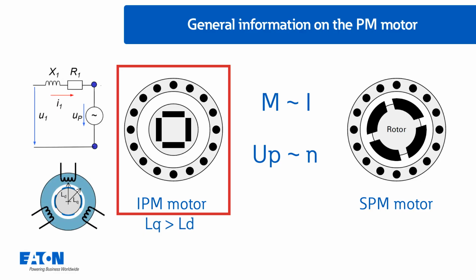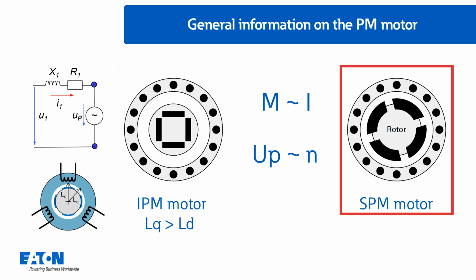In the motor model, the Q-axis inductance, LQ, has a significantly higher value than the D-axis inductance, LD. In the SPM motor, the magnets are attached to the rotor. It is not suitable for high-speed requirements. In the motor model, the Q-axis inductance, LQ, has approximately the same value as the D-axis inductance, LD. An SPM motor is used in this video tutorial.